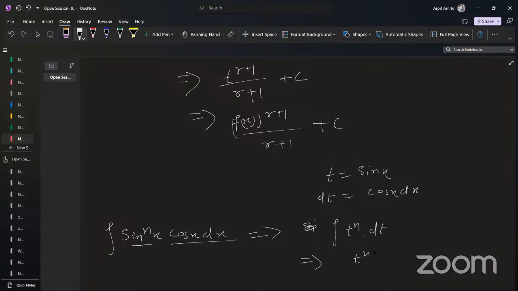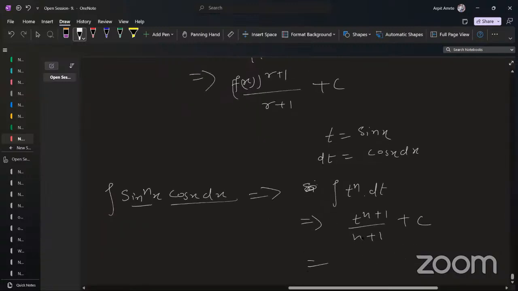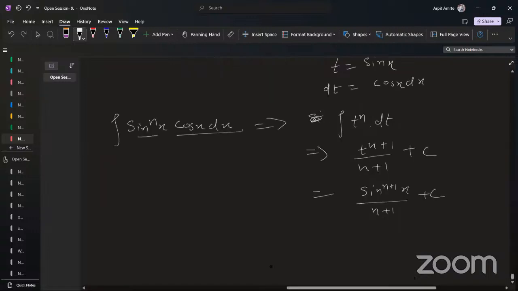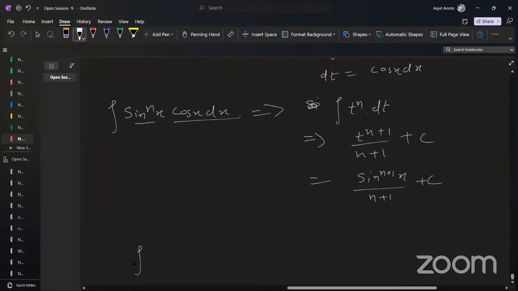Now you know how to solve this kind of integral. Just substitute the value of t here. You will get sin raised to the power n plus 1 of x divided by n plus 1, plus c. Easy, right? You are now getting how the substitution method is going to work.